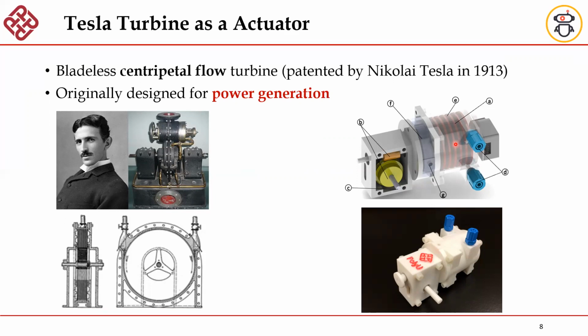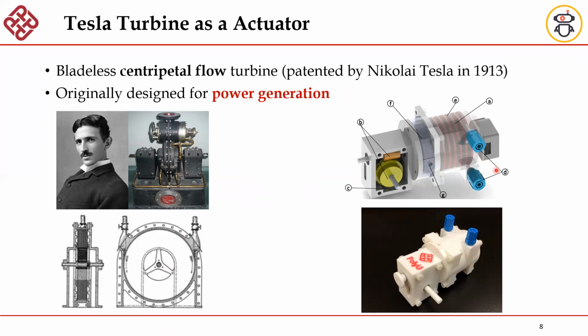Just some background: this Tesla turbine was patented by Nikola Tesla in 1913. It was originally designed as a power generator, and the fluid in this case was not pneumatic but hydraulic. You have water flowing into this turbine, and out of that flow you could extract or generate electric power. We're actually using this design as an actuator.